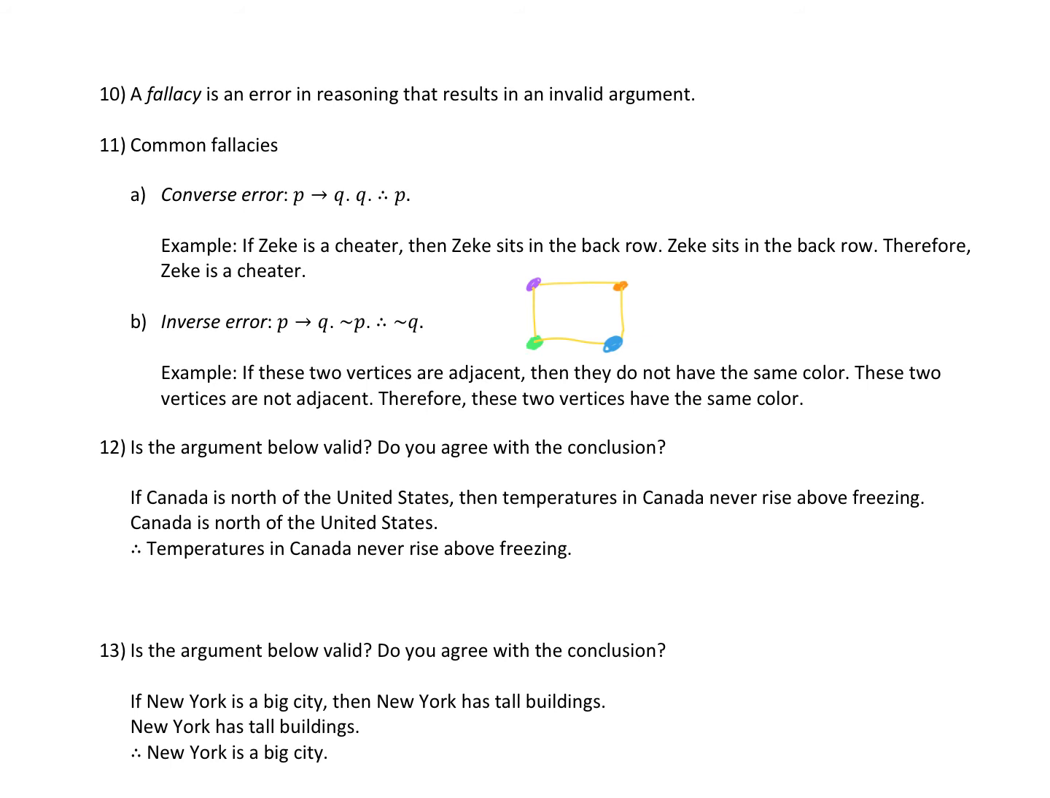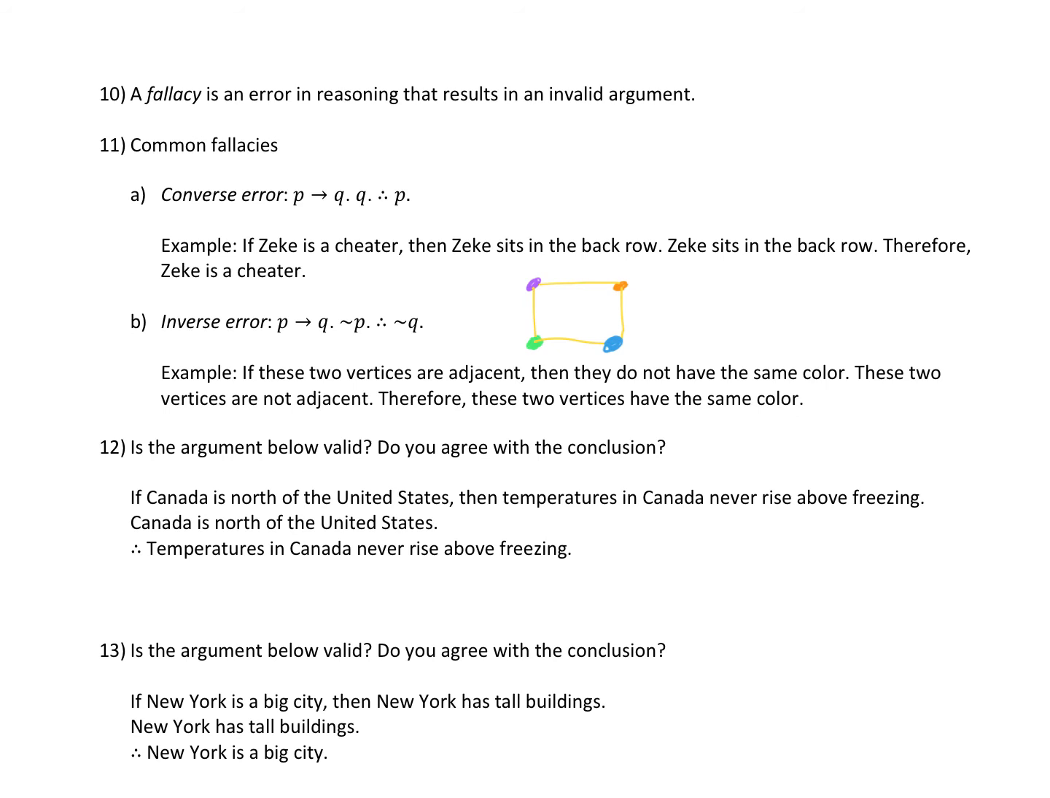If two vertices are adjacent, then they do not have the same color. That's true. If you pick any two vertices that are adjacent to each other, they do not have the same color. But if you pick two non-adjacent vertices, they don't have the same color either. You can't conclude that they have the same color. So this is an invalid argument.